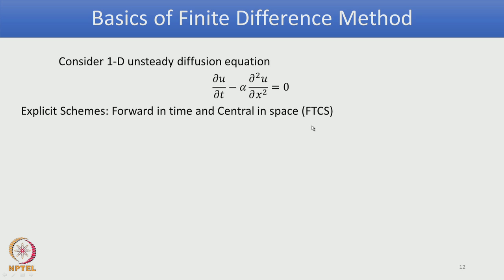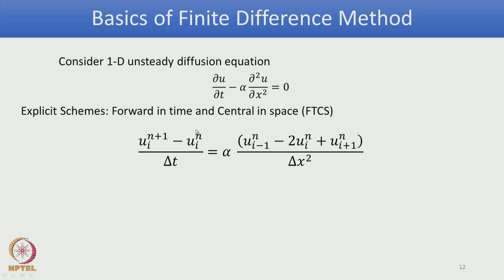So, let us see how to write, then we get an equation like this: u of i, n plus 1 minus u of i, n, by delta t, equal to alpha times u of i minus 1, n minus 2 u of i, n plus u of i plus 1, n, by delta x square. Now, let us understand this equation.